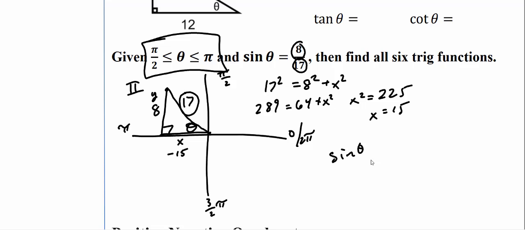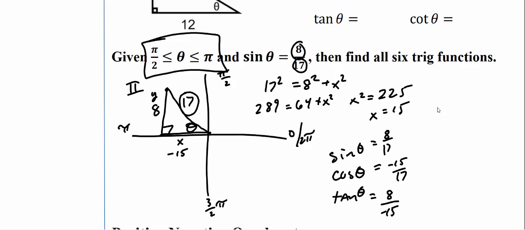So we have sine of theta, we have cosine of theta, we have tangent of theta. Let's do those first. Well, sine, I already got. It's 8 over 17. Fantastic. Pretty easy. Cosine, adjacent, negative 15 over the hypotenuse. Tangent is the opposite, 8, over the adjacent, which is negative 15. You can put the negative up if you want to, but that's not that big of a deal.